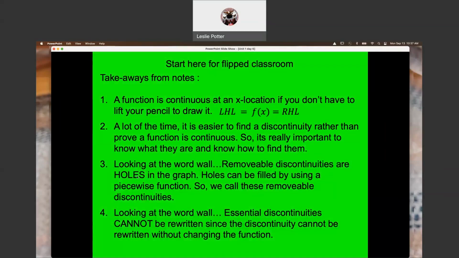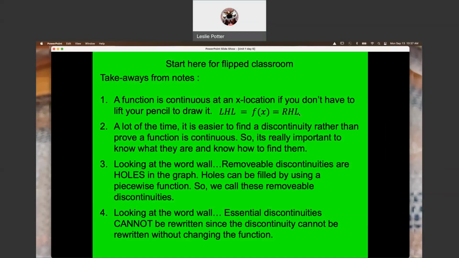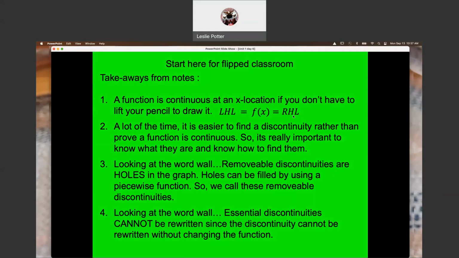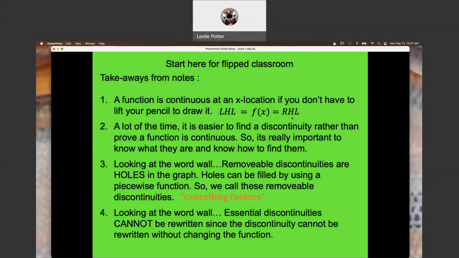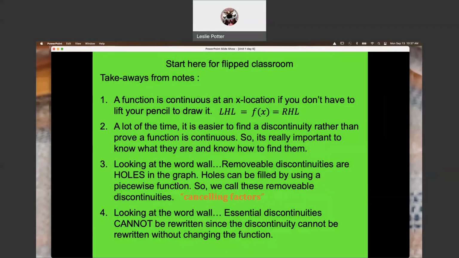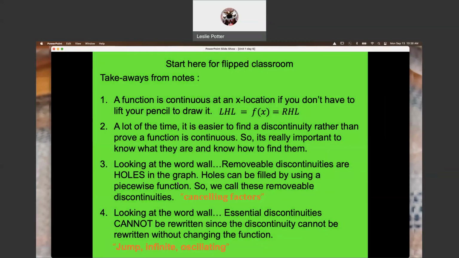So a couple of quick comments about the takeaways. Here's kind of a mathy way of saying not having to lift your pencil, right? The left hand limit and the function and the right hand limit are all the same value. So we're all coming together there, not having to lift our pencil. And remember that holes, you get holes by canceling factors. So you have this indeterminate form, you factor top and bottom and you cancel factors. That is getting rid of the hole. And then, like I said, there's a jump and infinite and oscillate. So any questions about that?